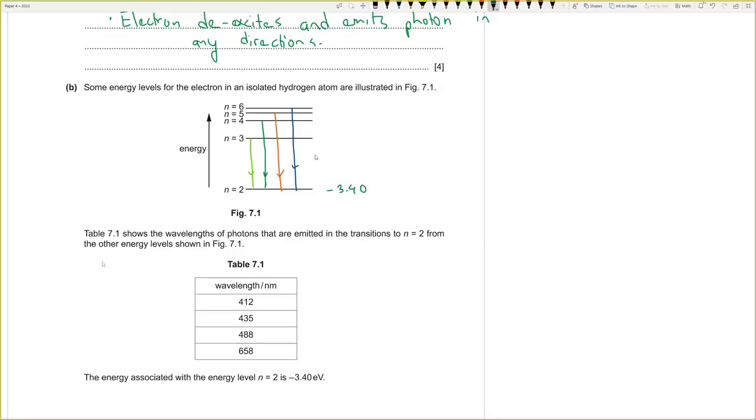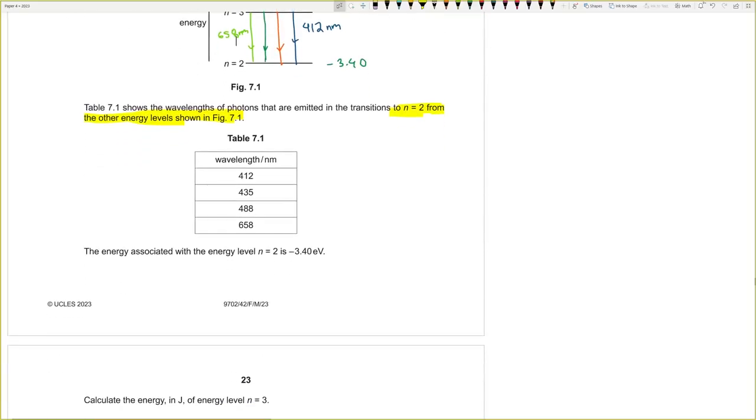So remember, since they said that we are transitioning to n equal to 2 from the other levels, the longer the line, the higher the energy, and energy is inversely proportional to wavelength. So this blue line actually corresponds to the smallest wavelength, 412 nanometers. And what about this light green line over here? It corresponds to the highest wavelength of 658 nanometers. Using that, I can find out the energy difference. It's always going to be the higher energy minus the lower energy. Let me show you what I mean.